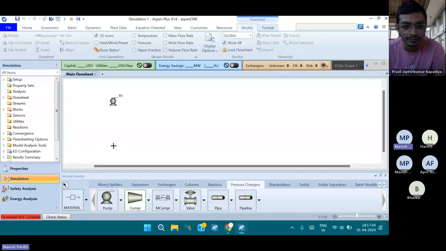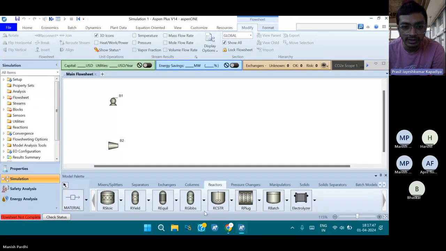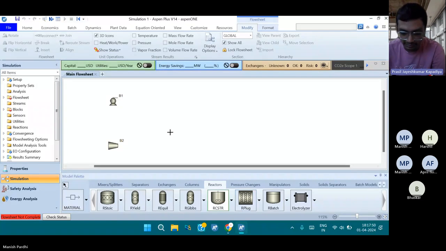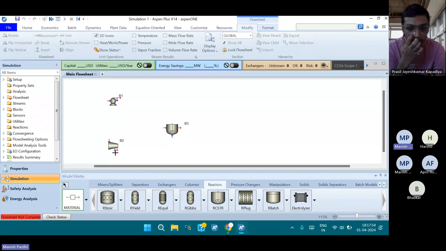Compressor, reactor, CSTR. Go to reactor, CSTR, and add RCSTR. Yes, you can rename it pump B1 as pump. Okay, first add everything.